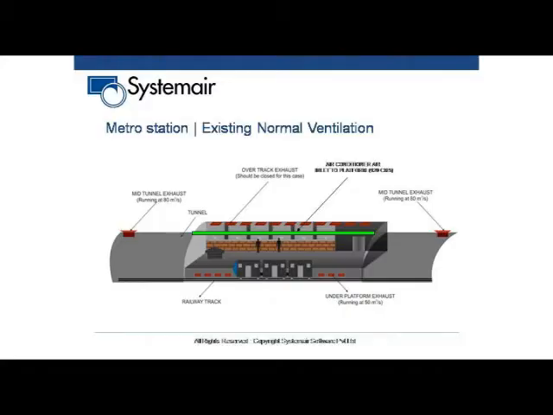There was this under platform exhaust which provided 50 CMS. There was a mid tunnel exhaust between both the connecting tunnels, extracting air at 80 CMS. Air conditioned air was from the platform, which was giving 120 CMS, and the overtrack exhaust was actually not operating at that point. We installed the overtrack exhaust, and in normal operation it was not working. So this was the existing system.